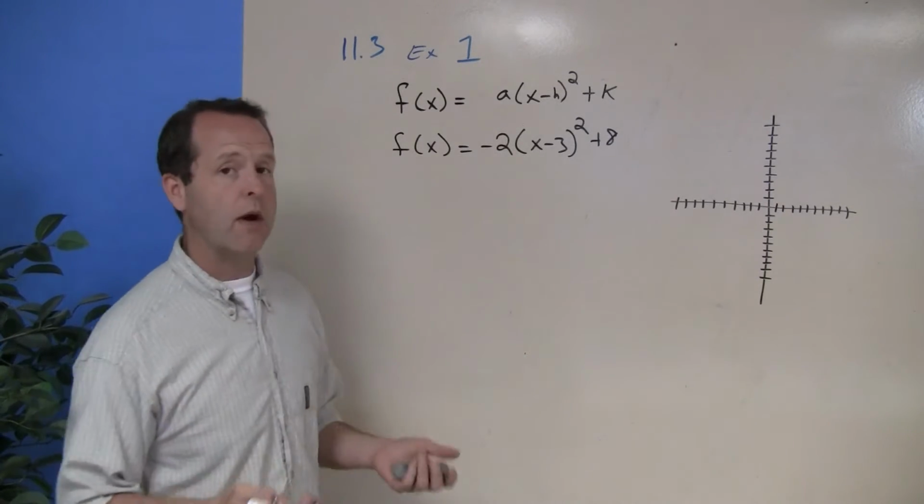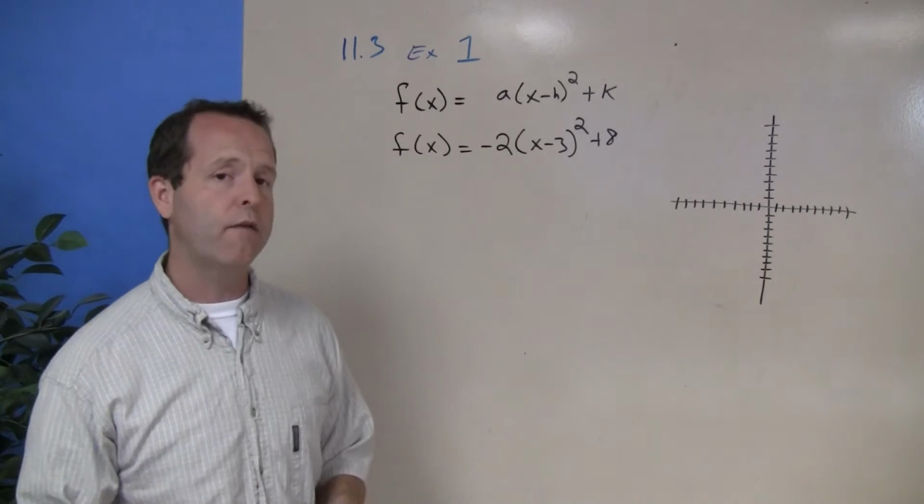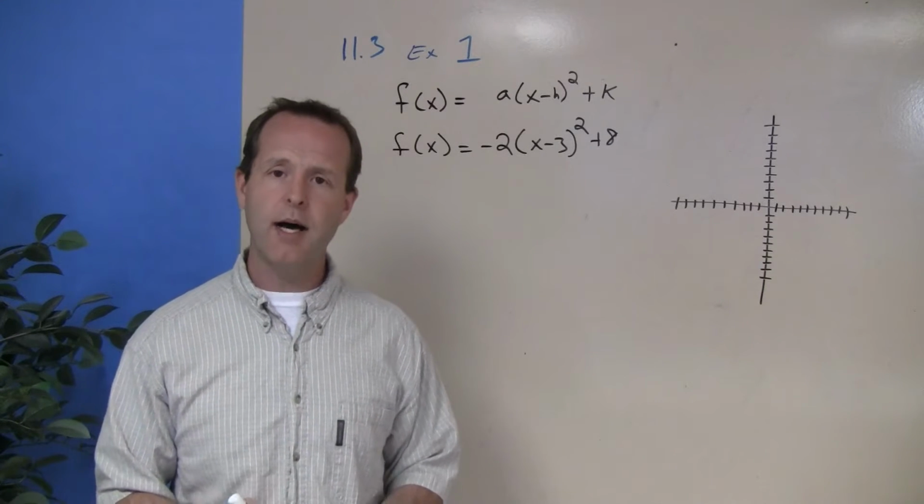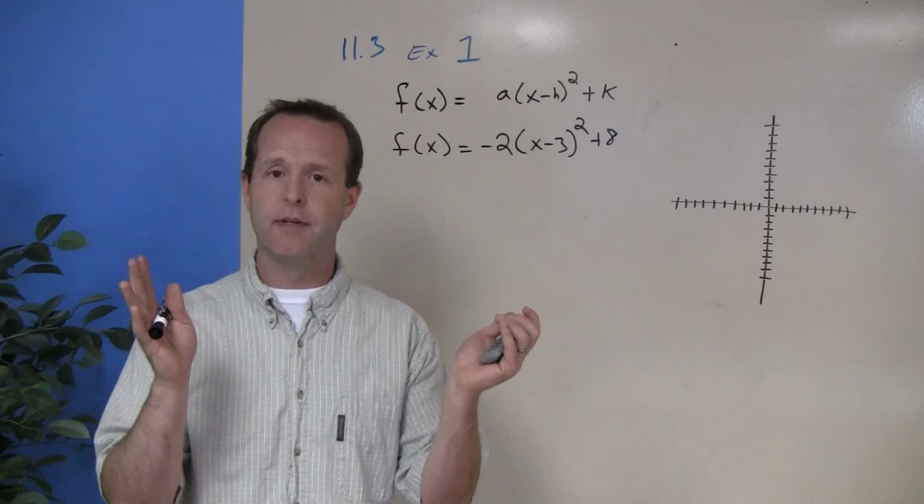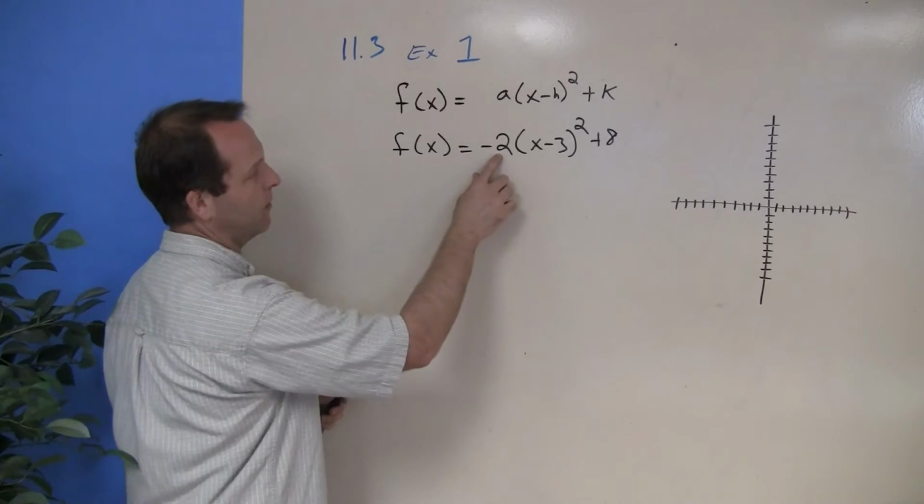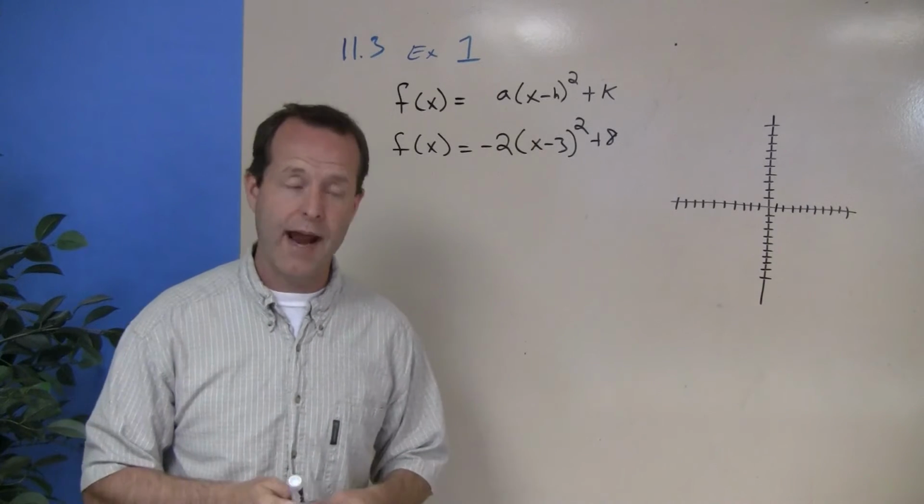First of all, the first thing we want to look at is this a. What's that coefficient right there? Is it positive or is it negative? If it's positive, I know the graph bowls up. If it's negative, I know the graph will bowl down. So in our example, we have a -2. So therefore, I know that the graph will bowl down.